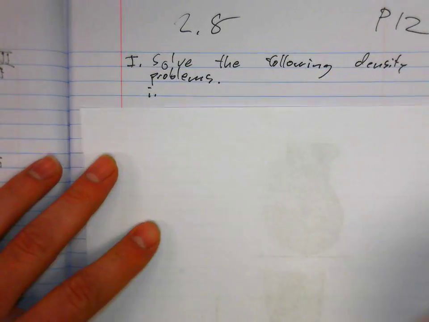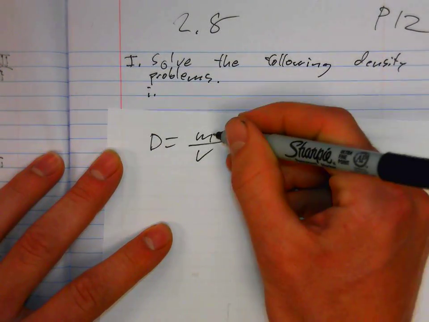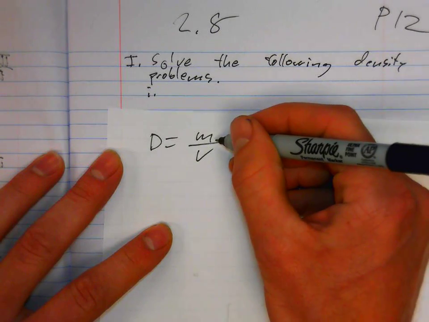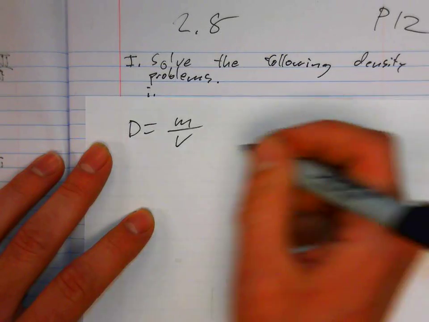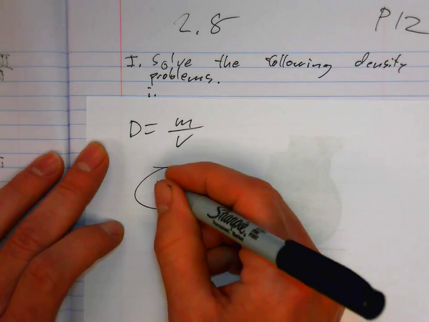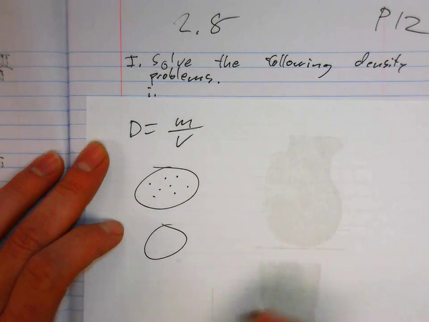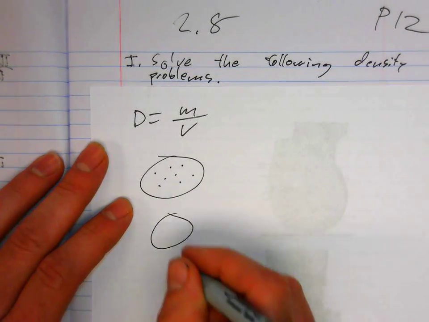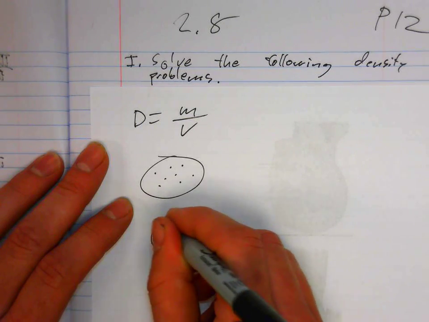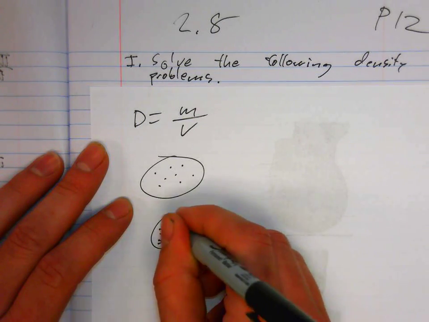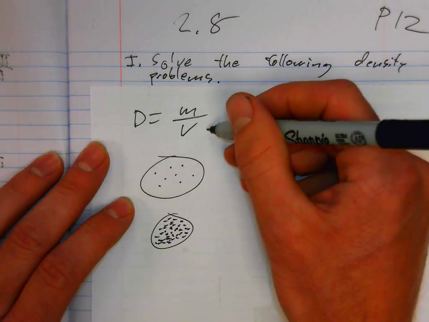So the formula for density is the mass divided by the volume. It's a way of expressing how compact a substance is, how much mass there is in a given amount of space. And you could kind of illustrate it like this. Some substances are less compact, and other substances are very compact. So the matter is very close together. The atoms or molecules are very close together. So this is a way of measuring that.